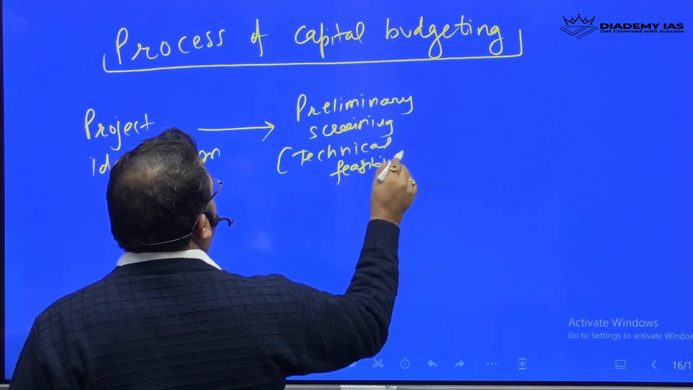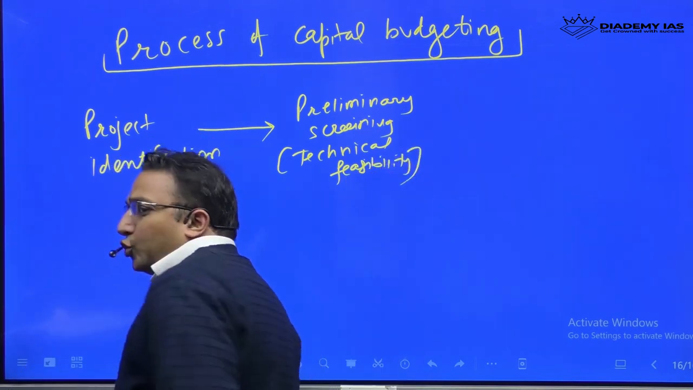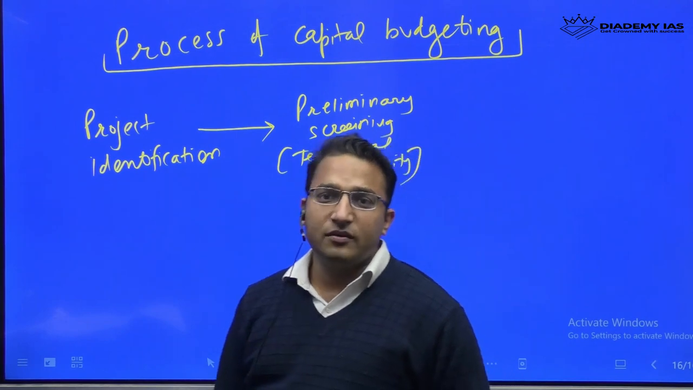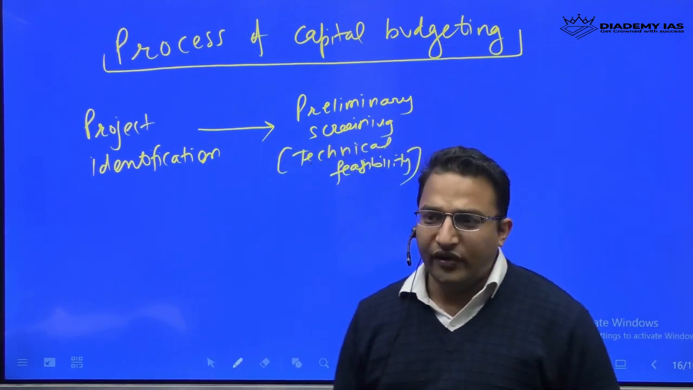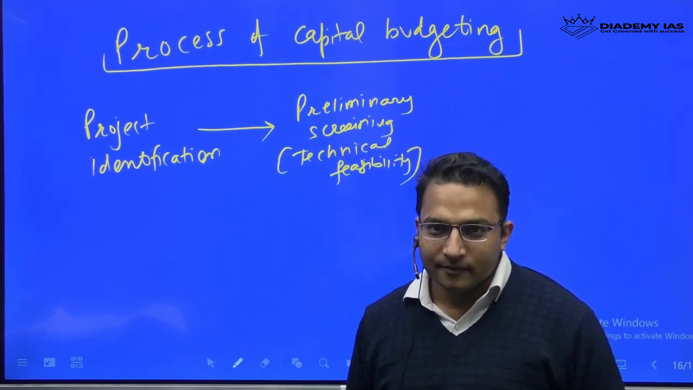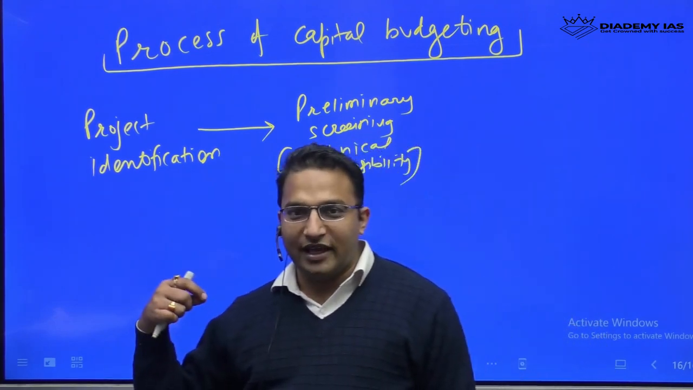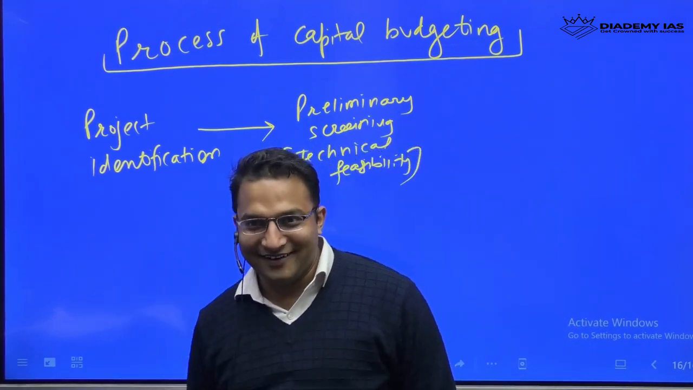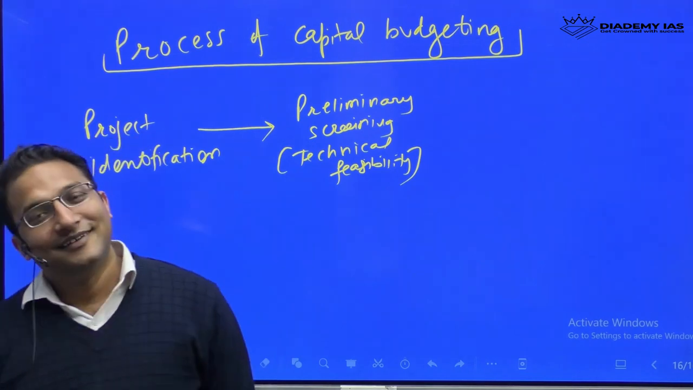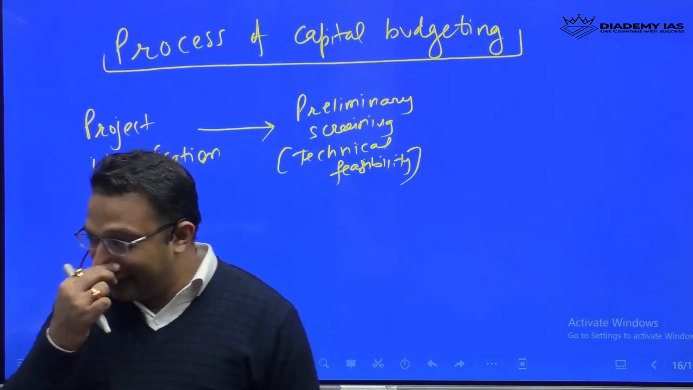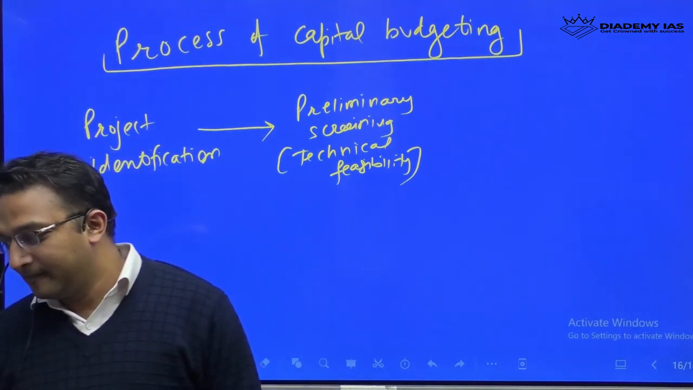For example, if Delhi Metro has to start a new route, then it will do the technical feasibility. Is it possible technically, geographically, to lay down a metro line? ठीक है, वैसे दिल्ली मेट्रो तो can start metro line everywhere, anywhere, in very crowded places also, it can do anything. But still, technical feasibility is the second step.